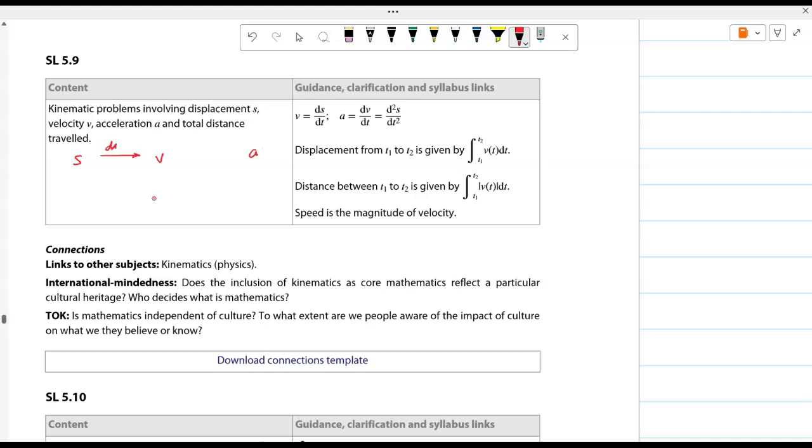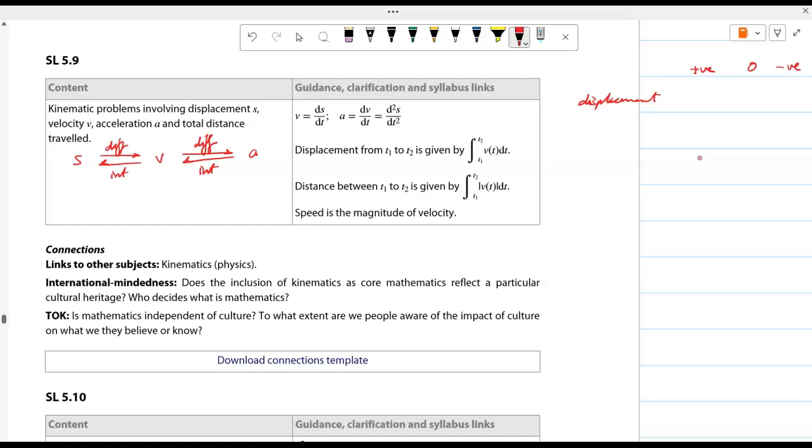When you differentiate displacement, you will get velocity. When you differentiate velocity, you get acceleration. When you integrate velocity, you get displacement. When you integrate the modulus of velocity, you get distance. The distance can't be negative. But one thing is very important: displacement can be positive, it can be 0, it can be negative.